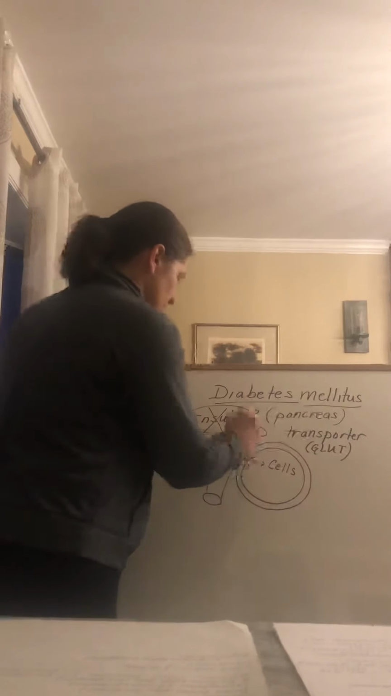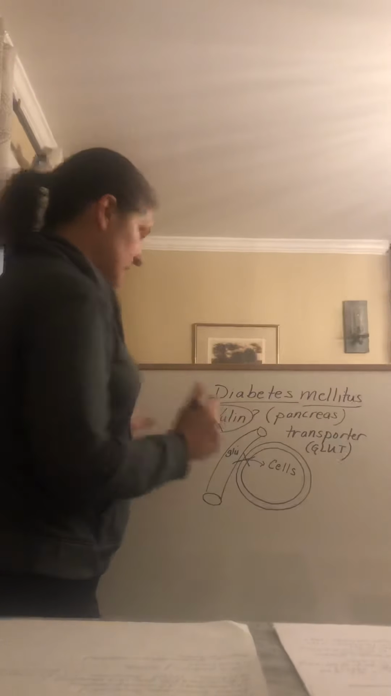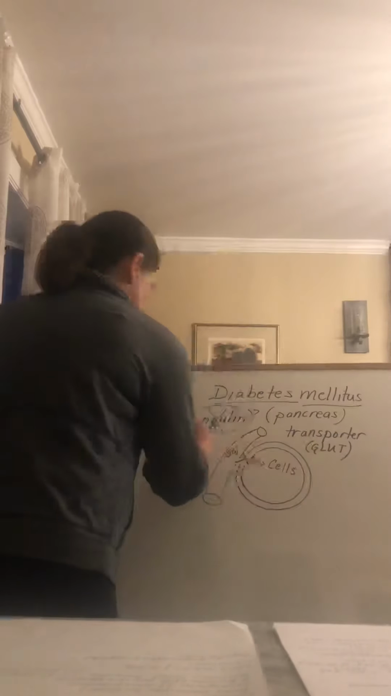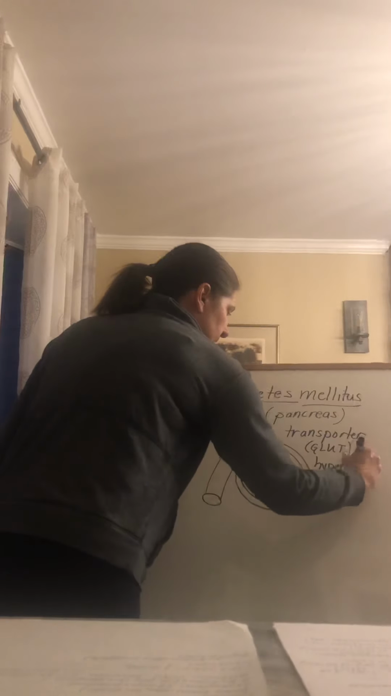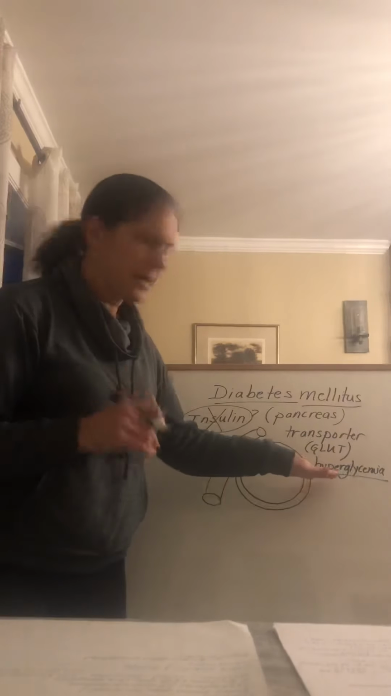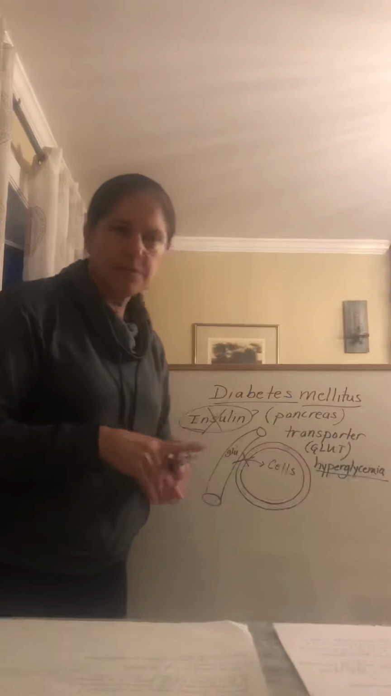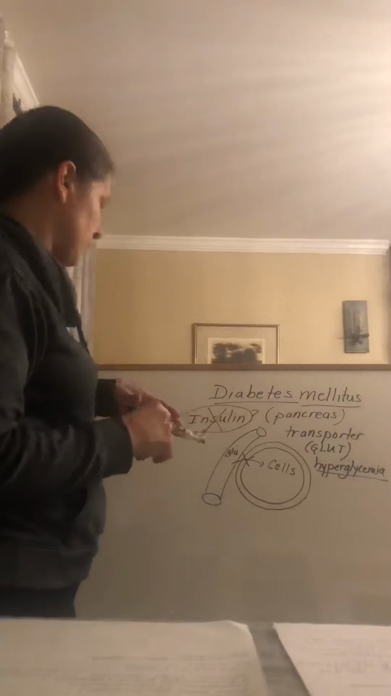So now the glucose stays in your bloodstream and not in your cells. So that's going to wind up with you having hyperglycemia associated with diabetes. Hyperglycemia simply means hyper, it's too high. Glycemia refers to the level of glucose in your bloodstream. So you have high glucose in your bloodstream.